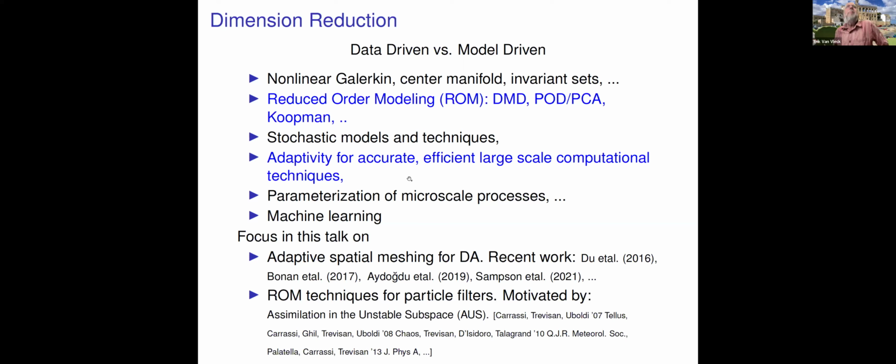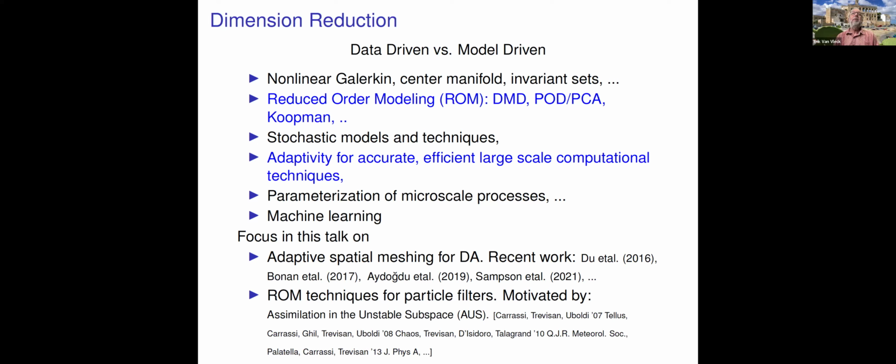Okay, so here's a little summary of some dimension reduction techniques. Some are data-driven, some are model-driven. We know things like nonlinear Galerkin, inertial manifold, center manifold. These are typically nonlinear techniques. Some of the reduced order modeling techniques are linear techniques like all described today, but others, for example Koopman theory, are moving into this nonlinear regime.